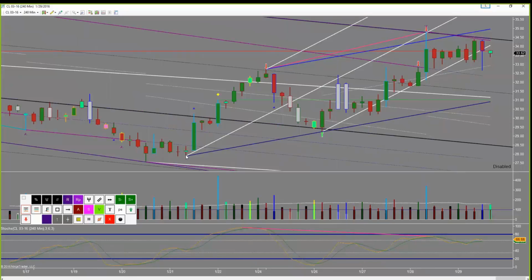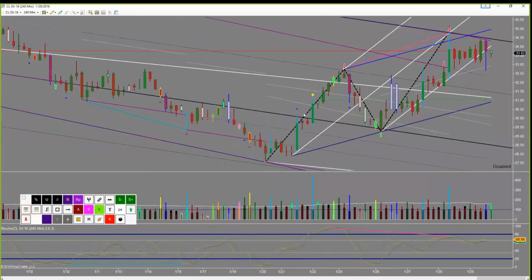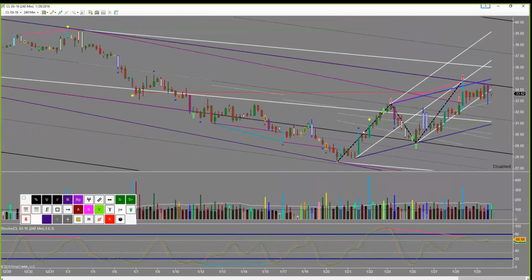So this is your typical ABC pattern, corrective wave and Elliott wave. All right, we do use the wave principle guidelines. We don't teach it strictly like they would at LAwave.com.